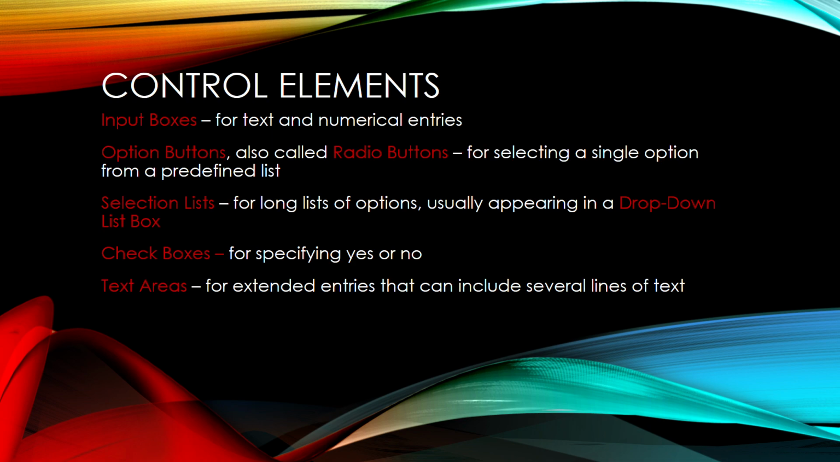Control elements. Input boxes for text and numerical entries. Option buttons, also called radio buttons, for selecting a single option from a predefined list. Selection lists for long lists of options, usually appearing in a drop-down list box. Checkboxes for specifying yes or no. Text areas for extended entries that can include several lines of text.